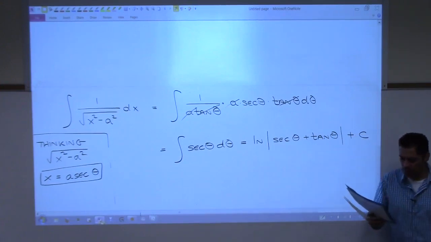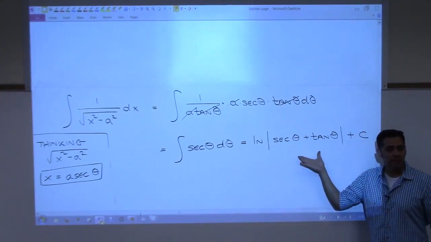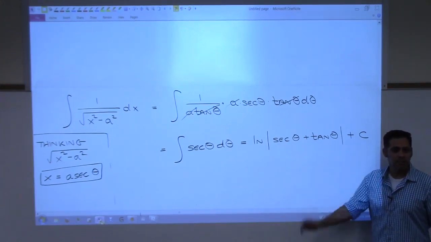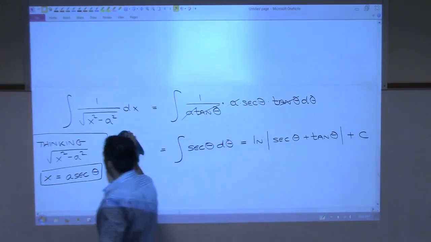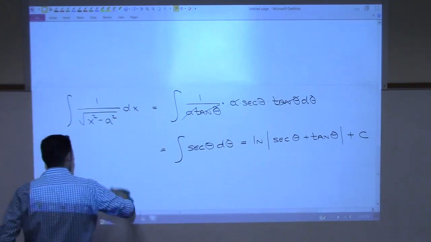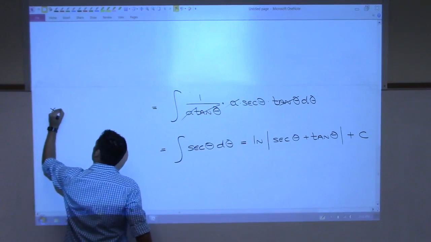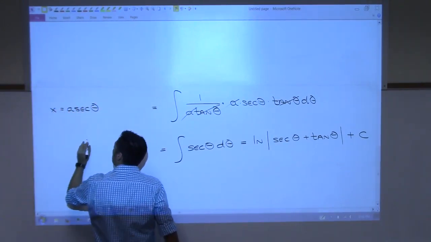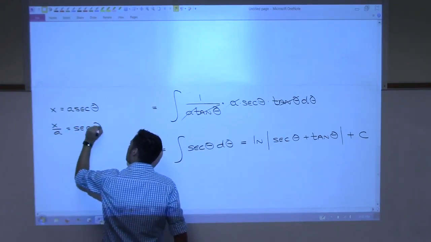All right, Stephen, keep going. We need to get this back to X, right? So how are you going to get this information? Triangle. Okay, so you start off with what to get for your triangle? Okay. I'm going to write that down for you, Stephen. X equals A secant theta. What do you want me to do now? Okay, good. X over A is secant theta. Now?